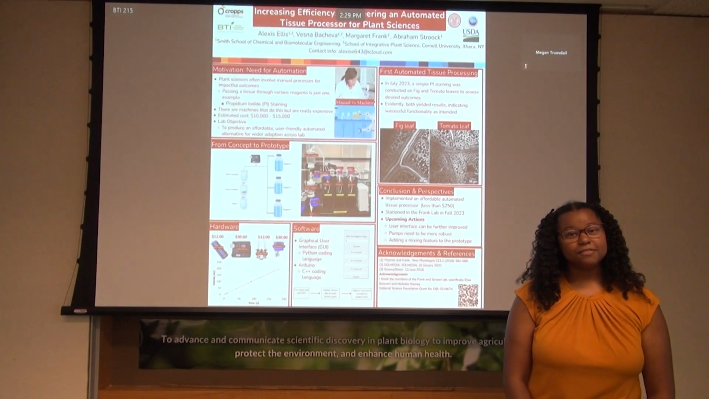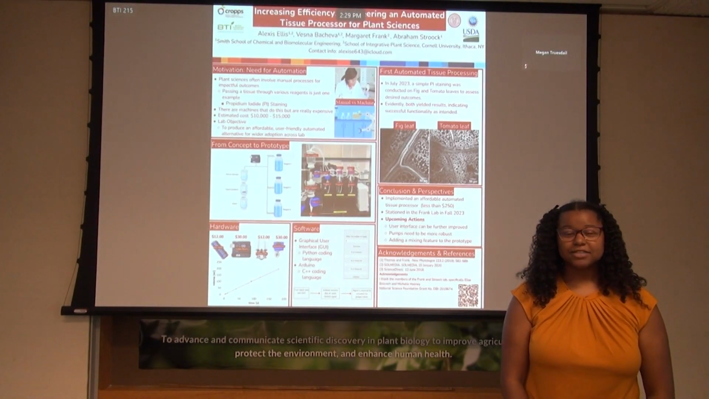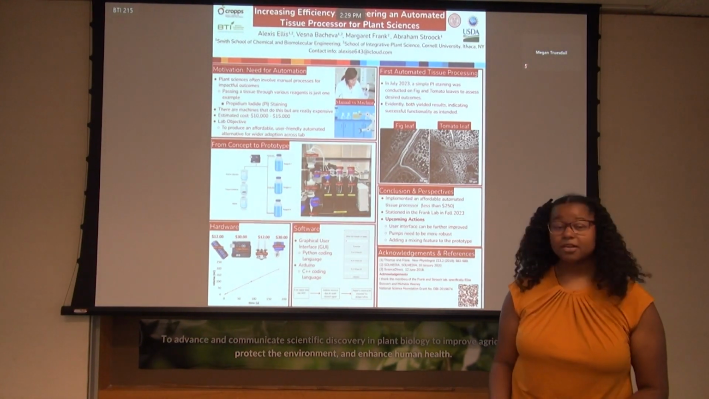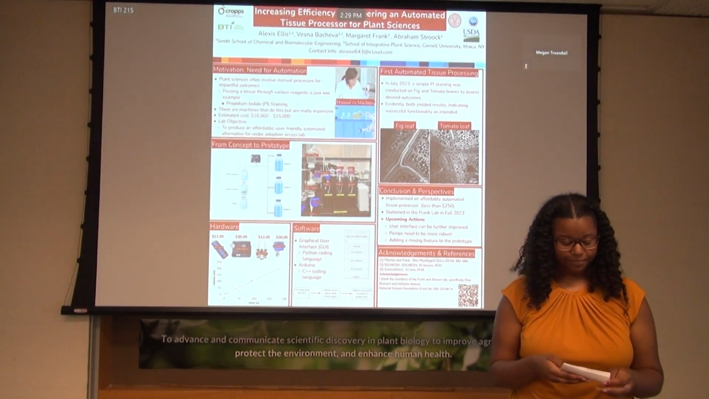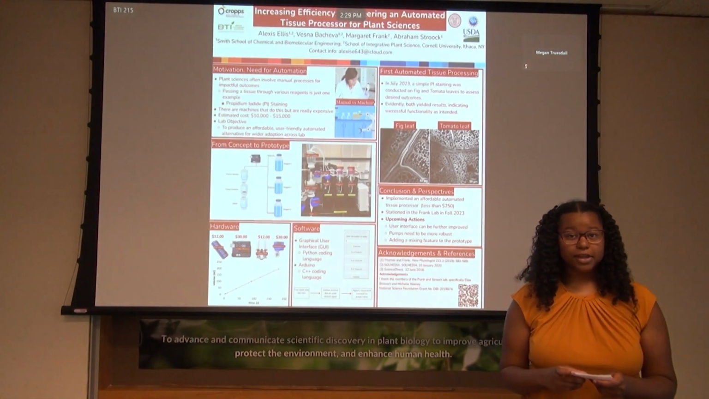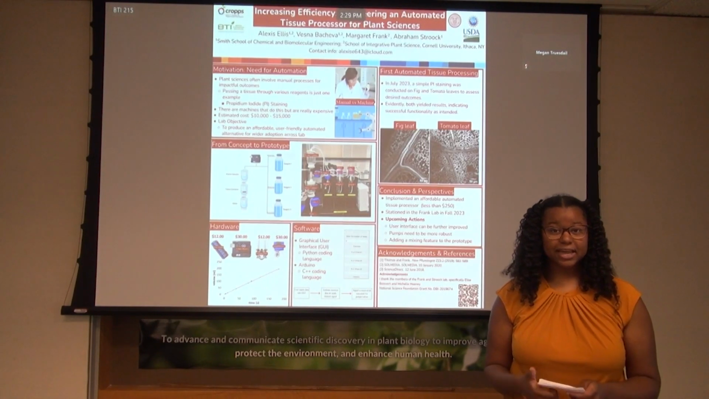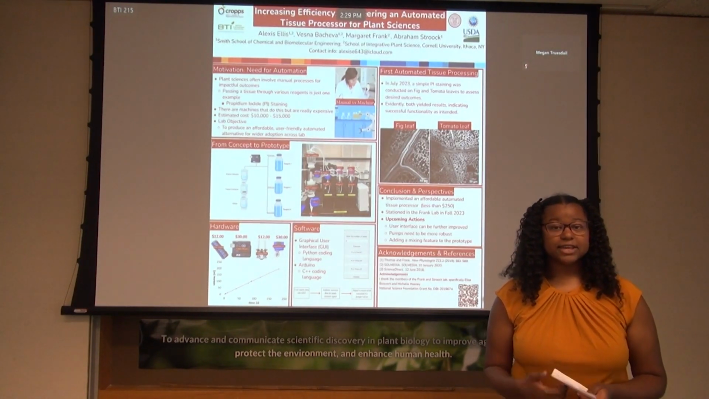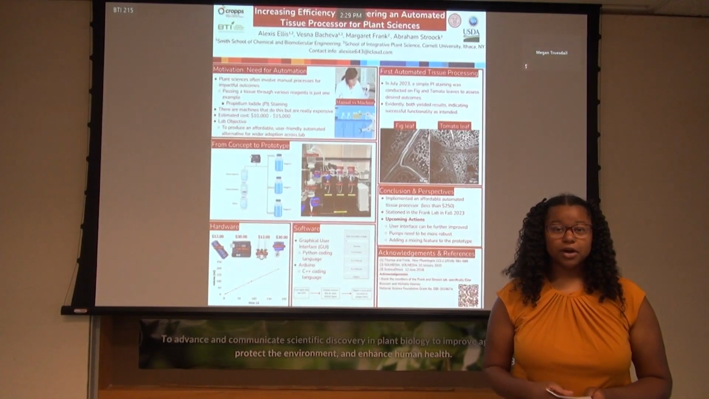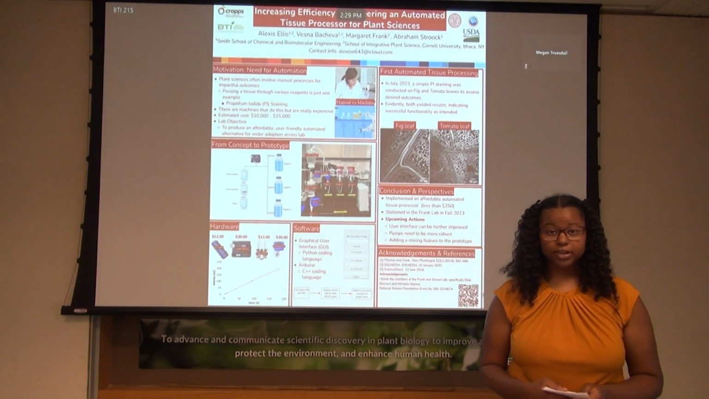I go to American University, and this summer I was interning at the Frank and Stroke Lab working on building an automated tissue processor. Now, my project is centered around propidium iodide staining, or PI staining. PI is a dye that plant scientists use in order to visually see a cell wall more clearly.